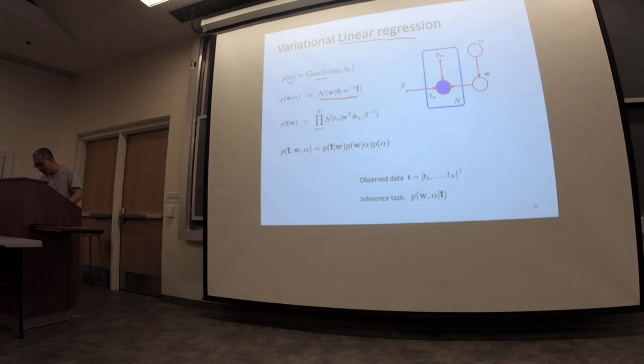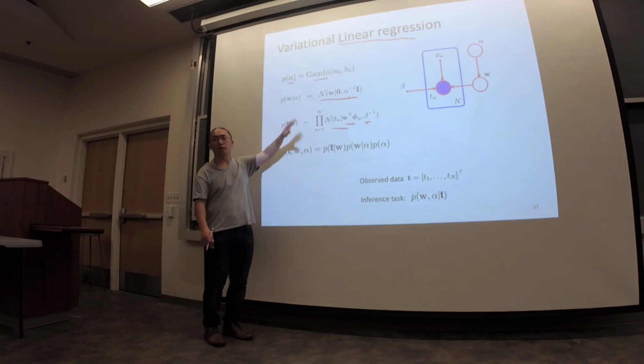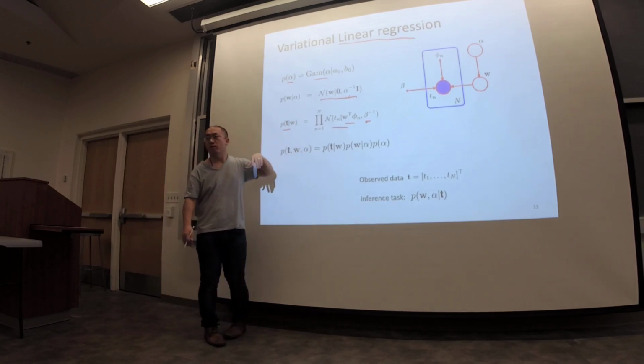And then, given W, I sample each data point from a Gaussian distribution. The mean is the inner product between the weight vector and your feature vector, and the covariance is beta inverse, so beta is the precision. Here we assume beta is a constant, it is known. But actually, if you assume beta follows a gamma prior, you can do similar kinds of updates as well.